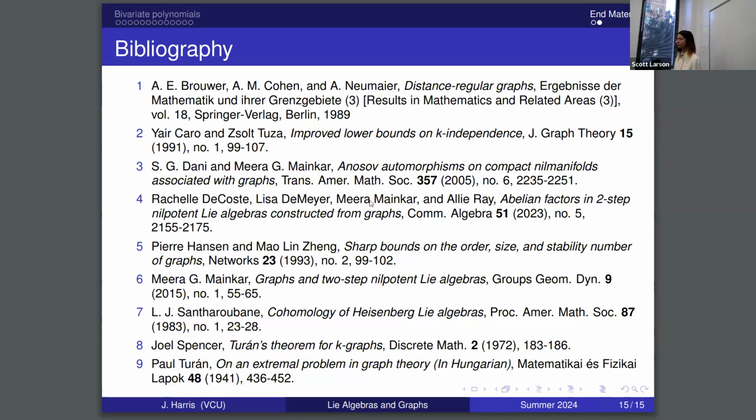So in reference 7, it says cohomology of Heisenberg Lie algebras. Is this the ordinary Lie algebra cohomology or is it something else? I don't think I personally drew from that one, so I honestly don't know what's in there. When you talk about the cohomology, is it related to the ordinary Lie algebra cohomology, or isn't it ordinary Lie algebra cohomology? I'm not entirely sure.